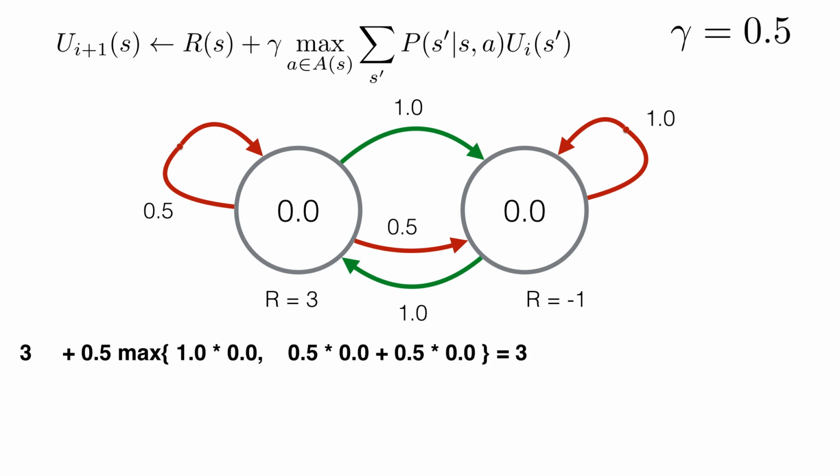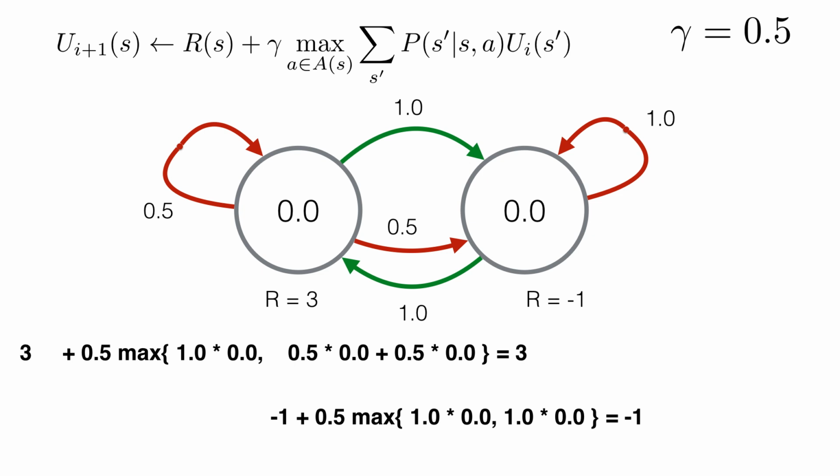So we have R of S, or R of left, is 3, and you add 0.5, which is gamma, times the max of: probability 1 of getting to the right state, but that utility is 0.0, and then probability 0.5 of staying, that's 0.0, times plus probability 0.5 times 0.0. So all the utilities inside that max function are just 0 right now, so we get 3. The answer is 3.